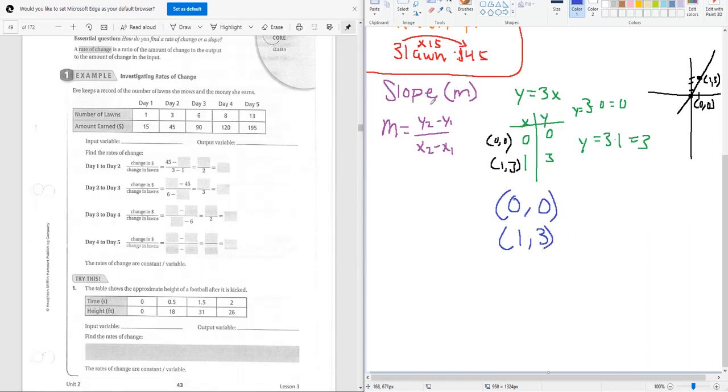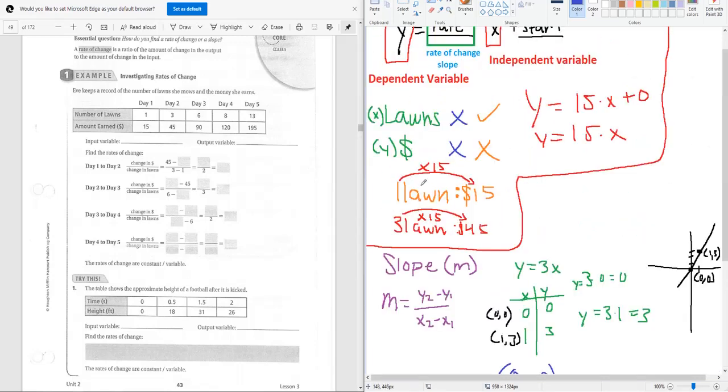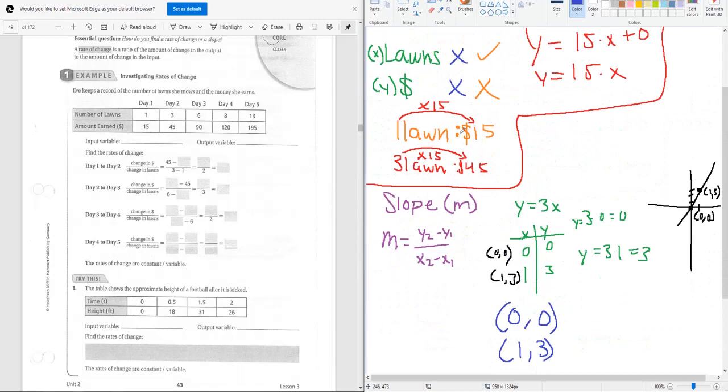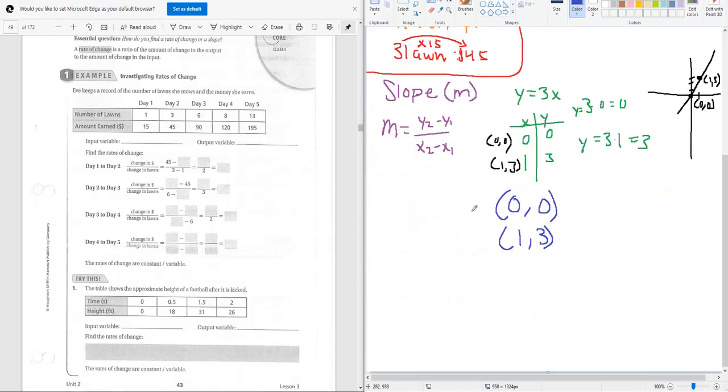The slope is our rate of change. It is how much we are changing our x by to get our y. It is this part right here: what are we doing to our x to get our y. Here we're multiplying by 3 to get our y. Same thing. Now we're going to figure out what we are doing with this particular one.